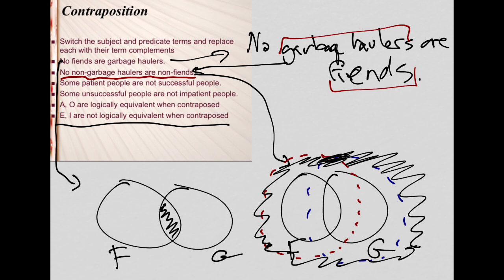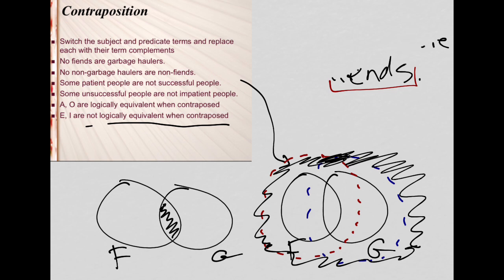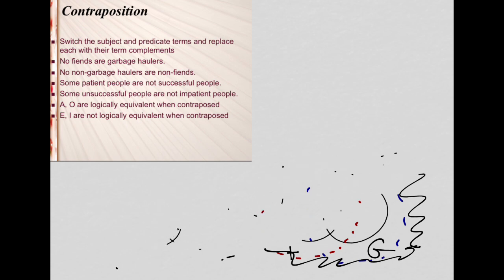Okay, but what about another example here? So let me go ahead and erase here, clean this up a bit. And we're going to look at the second two examples here. Some patient people are not successful people. And then we're going to contrapose that statement, and so we'll see what that looks like. And again, I really recommend when you're asked to do contraposition, at least at the beginning, to do this in 2 steps. Convert it first, flip the subject and predicate terms, and then take the term complements.